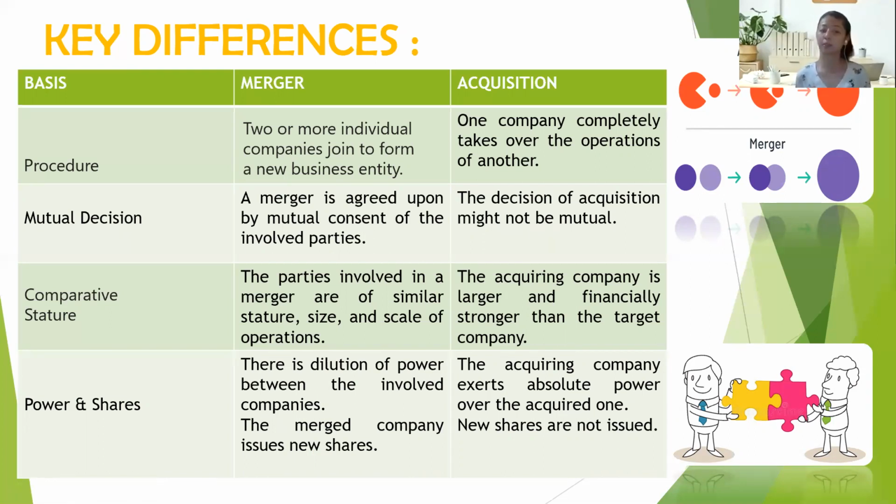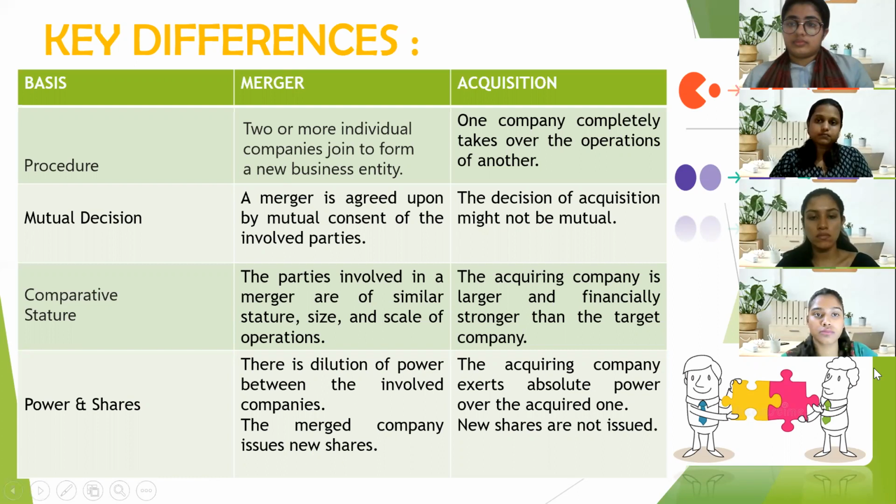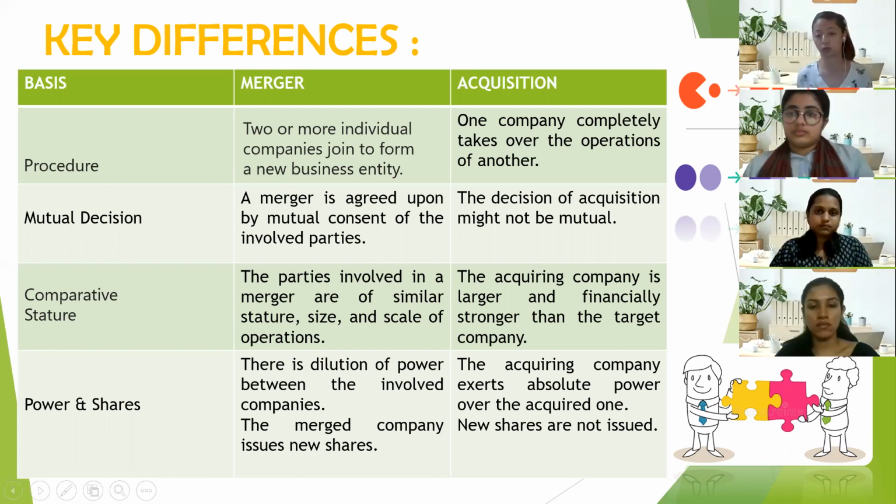The giant company that's usually acquiring the target company has a larger, financially stronger background than the target company. And when it comes to power and shares, it is understandably easy to see that in a merger, the dilution of power happens when two companies come together because there is an equal status, and the merged company now has to issue new shares. Whereas in an acquisition, the company that acquires the target company has absolute power, and new shares are not required to be issued because it's a complete takeover.